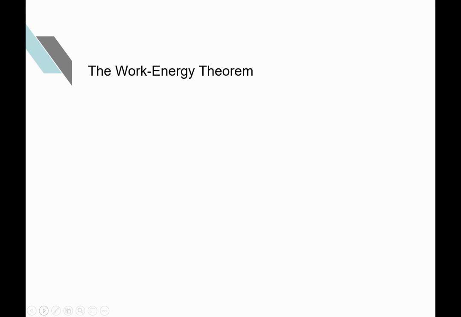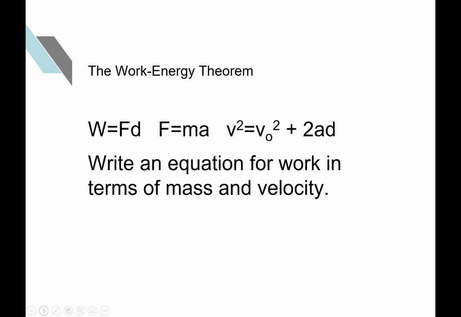So this is such an important slide. I want you to take a moment to really take it all in. When we look at work equals force times distance, force equals mass times acceleration, and v squared equals v initial squared plus 2ad or 2ax, can you write an equation for work in terms of mass and velocity? Can you do that? Well, let's see. We have work is equal to, I'm going to use substitution here for my force. So I'm going to use mass times acceleration times our distance.